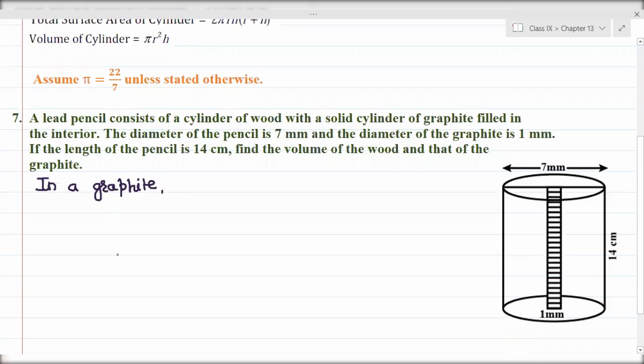In a graphite, first you see the radius. I will show its radius by small r, and radius will be equal to 1 upon 2 millimeter. Why 1 upon 2 millimeter? Observe the diameter of the graphite is given in the question as 1 millimeter. So radius will be equal to 1 upon 2 millimeter.